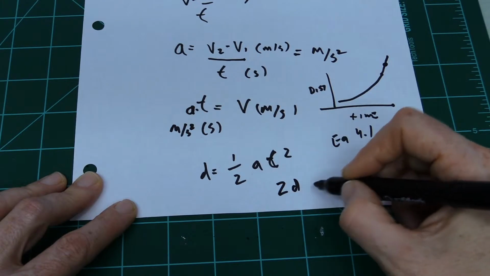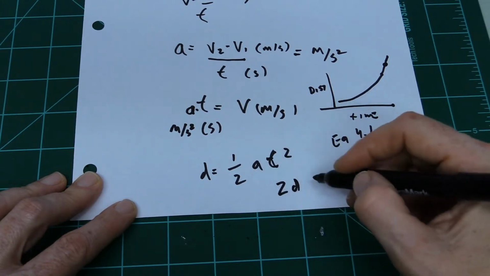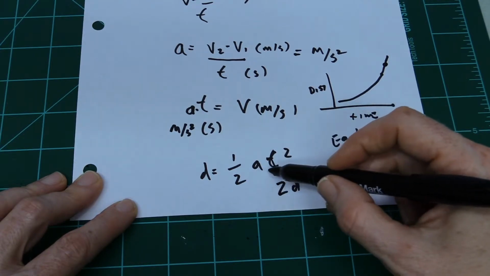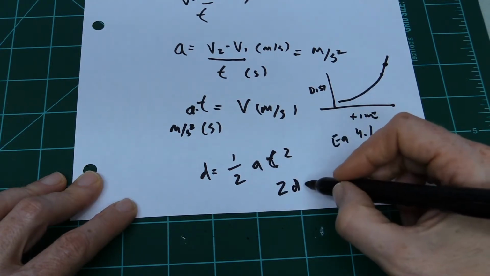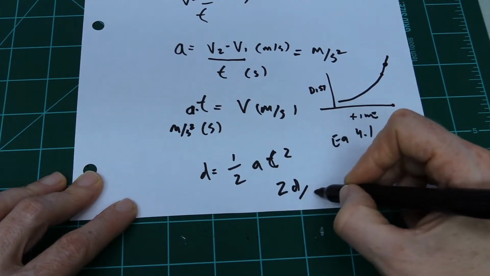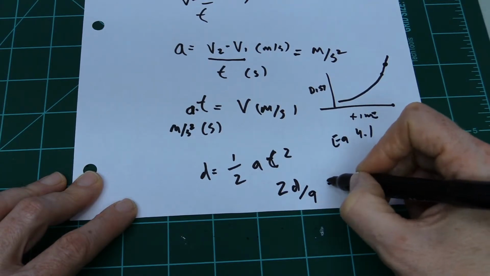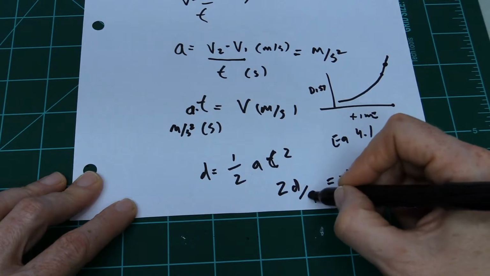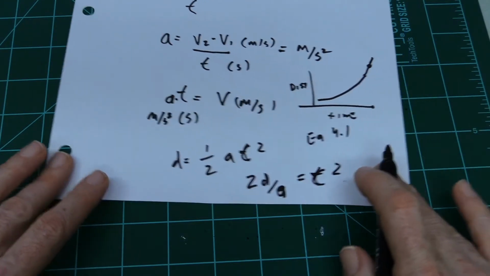And then I'm going to divide to get this acceleration away from t, because I'm solving for t. So I divide both sides by a, all right? And then now I have this: 2d divided by a is equal to t squared.